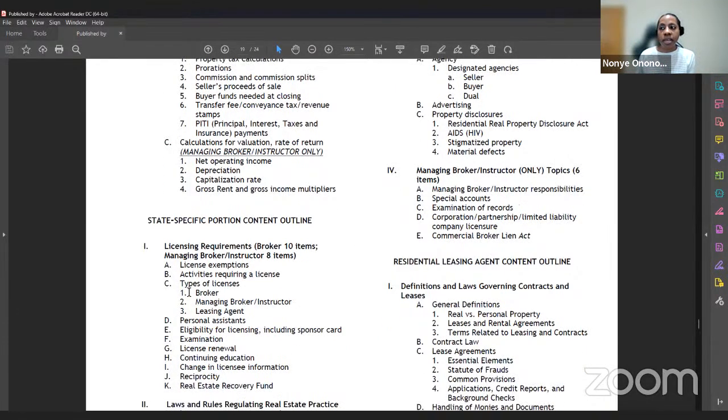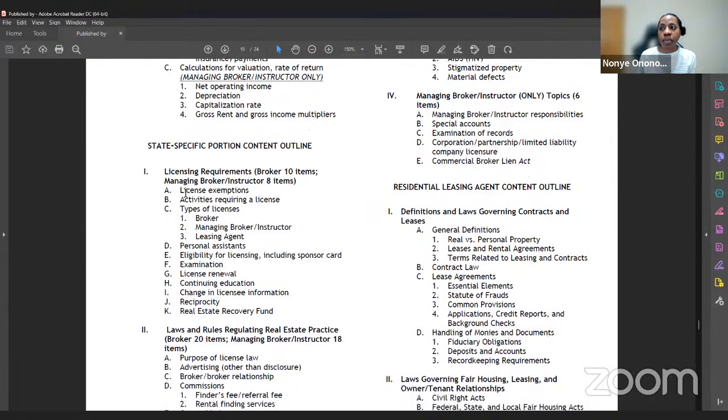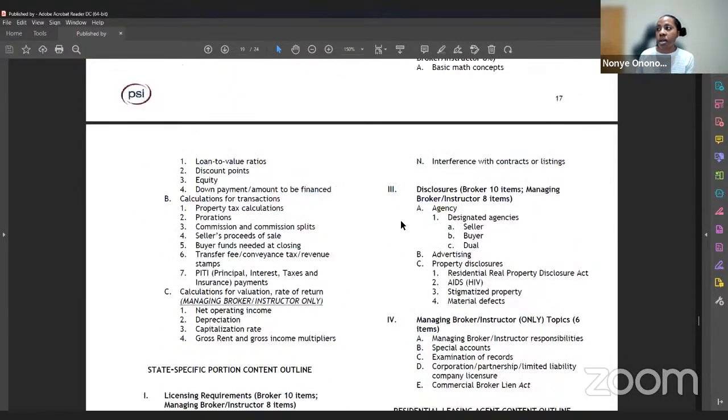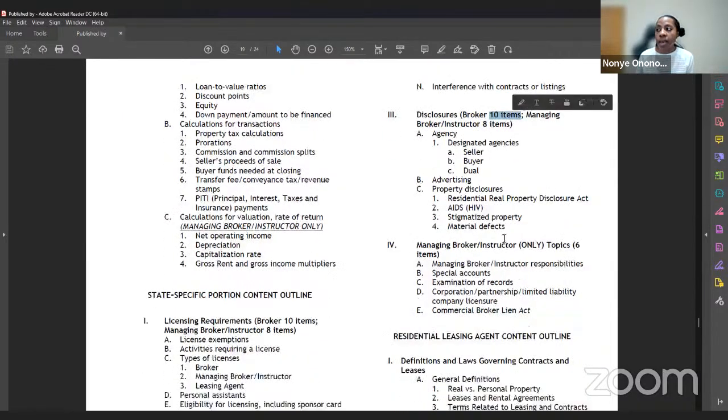So starting here, licensing requirements, okay, 10 questions. So 10 questions from here, 20 questions from here, 10 questions from here as well. So that's your 40 questions. And then for the other exam, they'll kind of mix it up and have 6 questions from here.